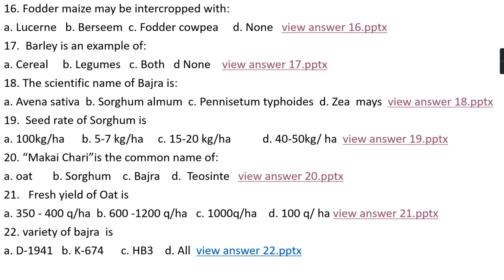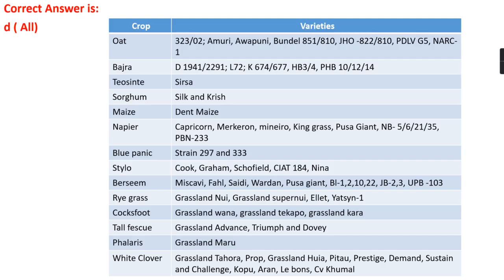Question number 22. Variety of Bajra is option A D 1941, option B K674, option C HB3, option D all. The right answer is option D, that is all. Here is a list of some crops along with their varieties, like oat.